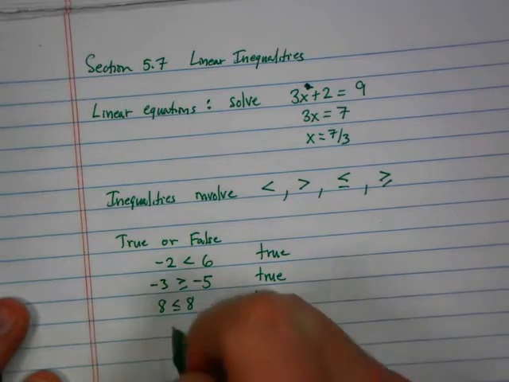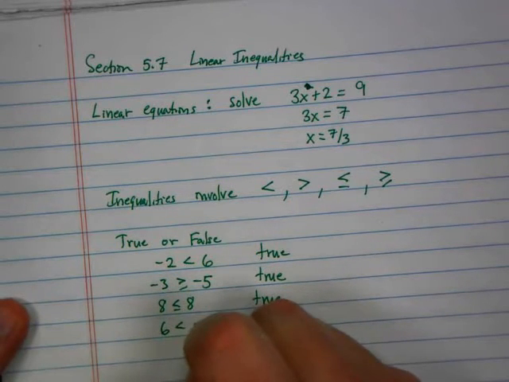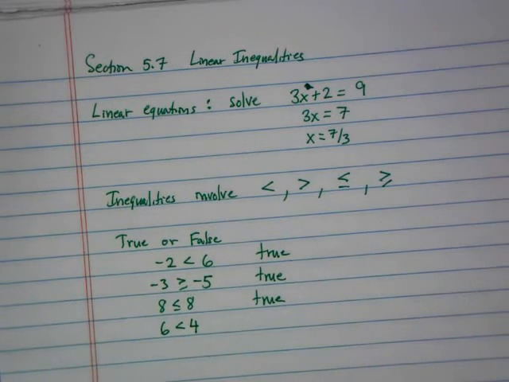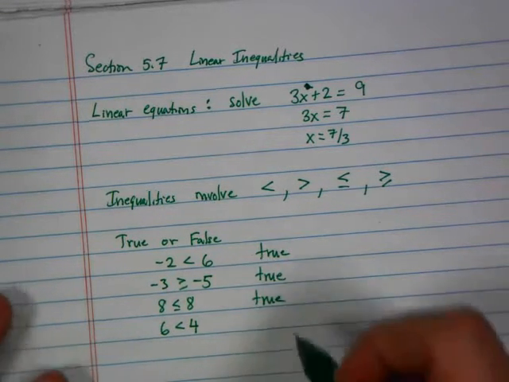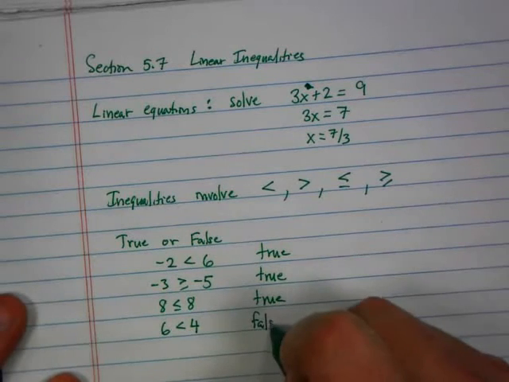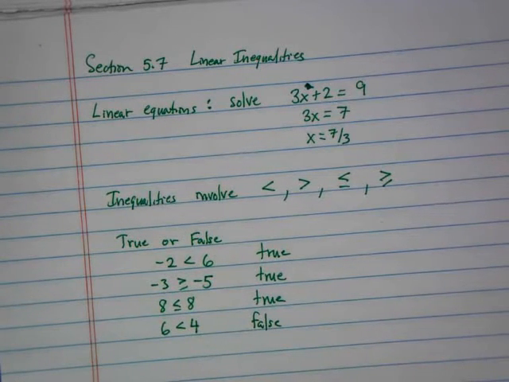Well, you give me a false one. 6 is less than 9. Or I mean greater than 9. How about 6 is less than 4? Is 6 less than 4? No. See, it's not so easy to make up false ones, is it? 6 is less than 4. False.